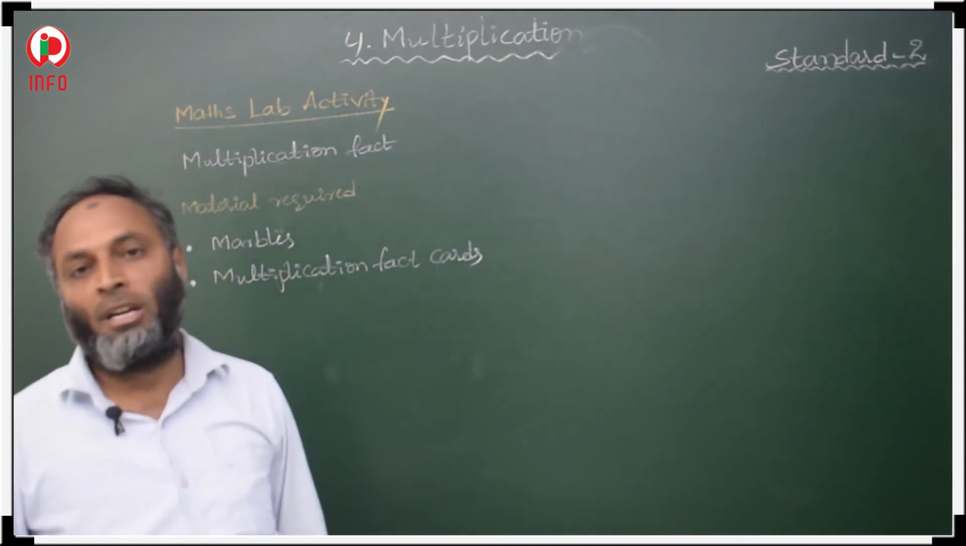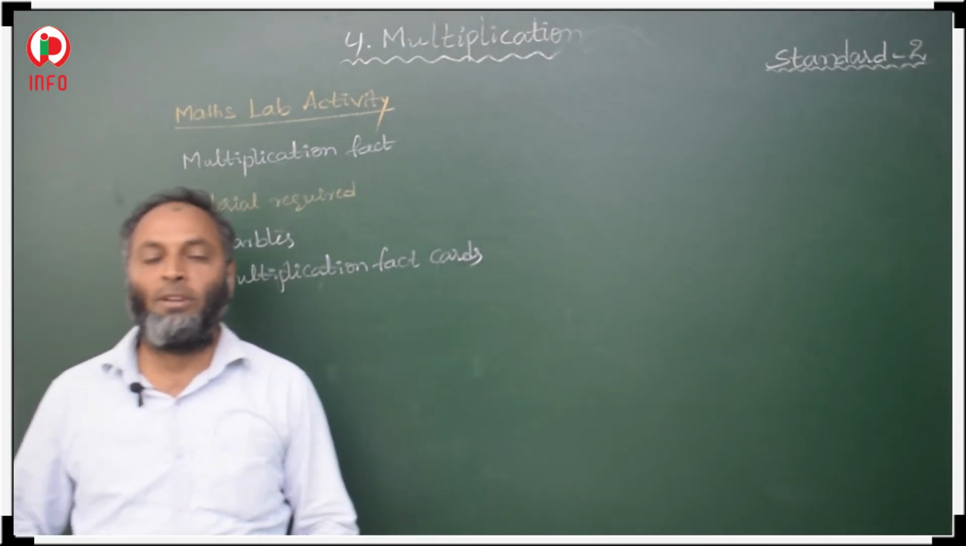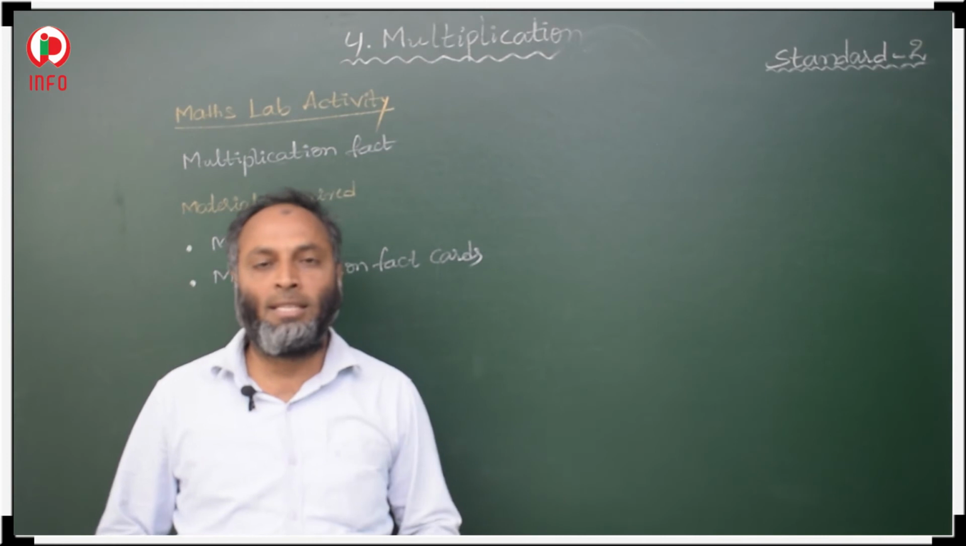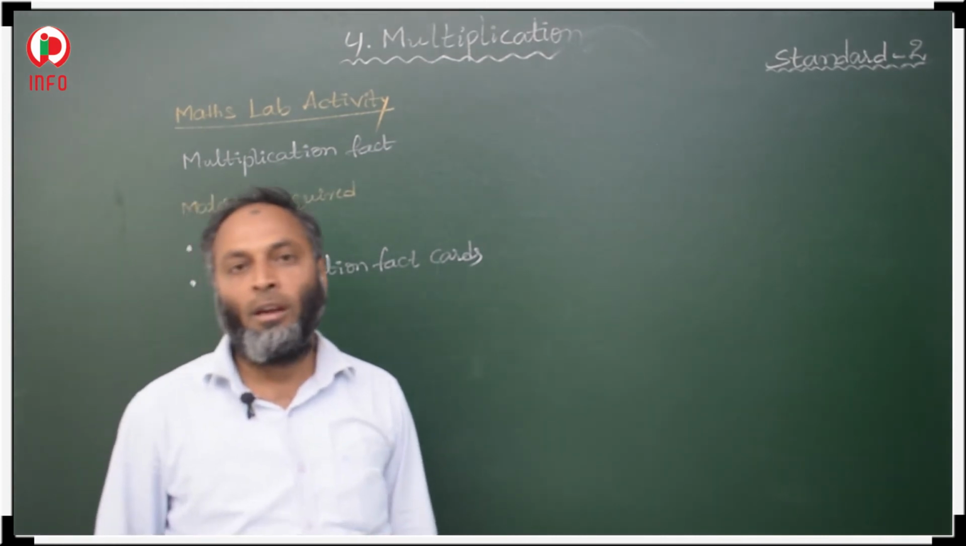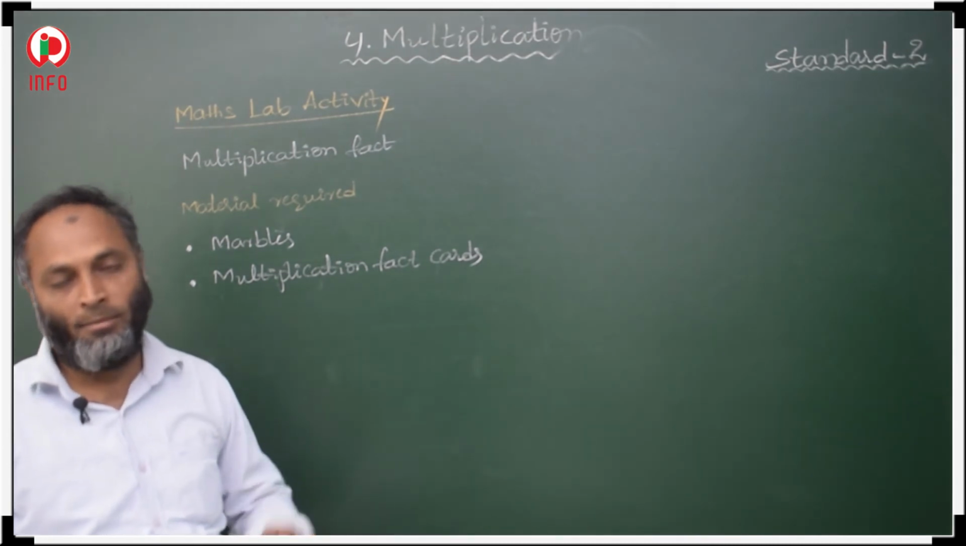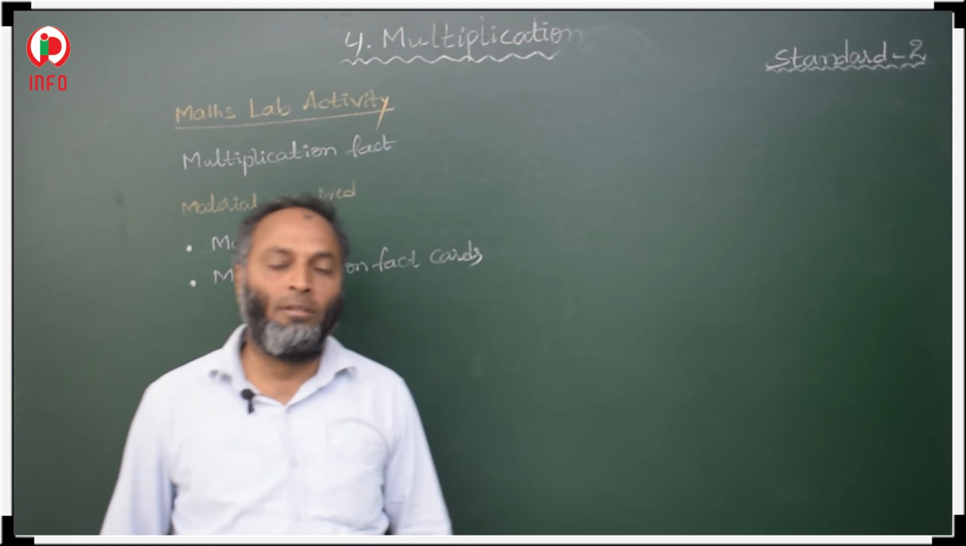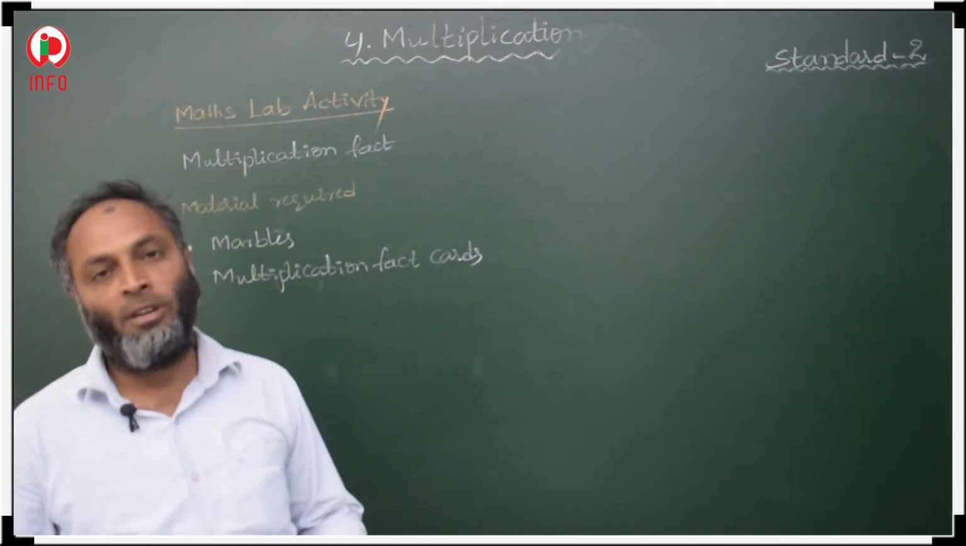So prepare some multiplication fact cards like 2 4s are, 3 8s are, 7 2s are, 8 9s are. So like this some cards you have to prepare. Okay, you have to prepare and collect some marbles. Then after that, what is the procedure? Then how to do? So divide your classroom into 2 groups.